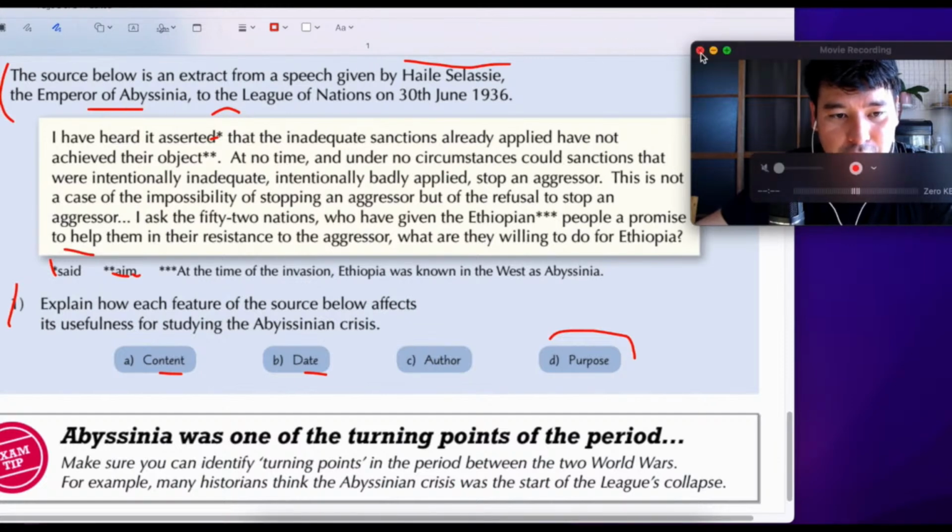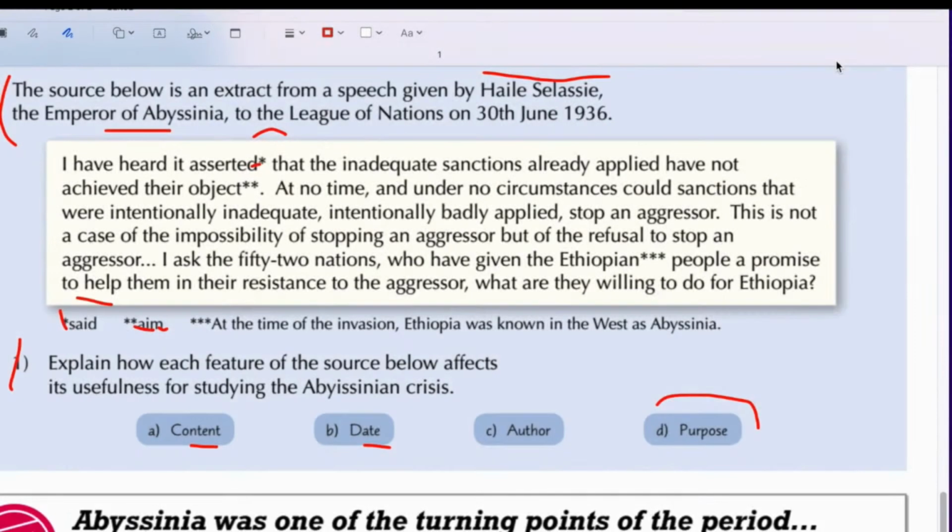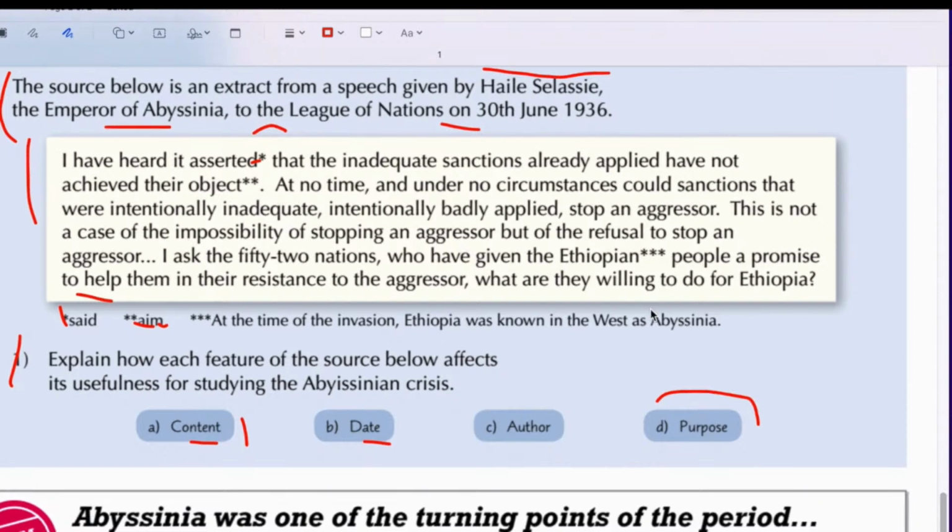Let me just close this a little bit. All right, moving on. After reading that, you analyze this information. We have the dates here, we have the name, so all you have to do is explain how each feature of the source below affects its usefulness for studying the Abyssinian crisis. So the content, the date, the author, the purpose: does it help you or not to understand what really happened in the Abyssinian crisis, in this invasion? Do you know exactly what happened? Let me know about that, okay?